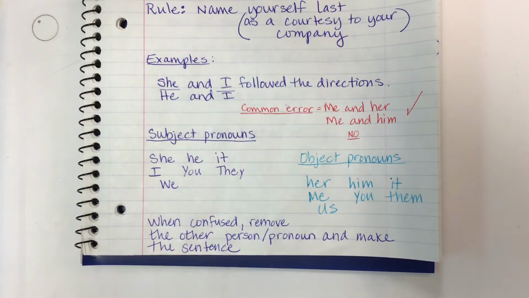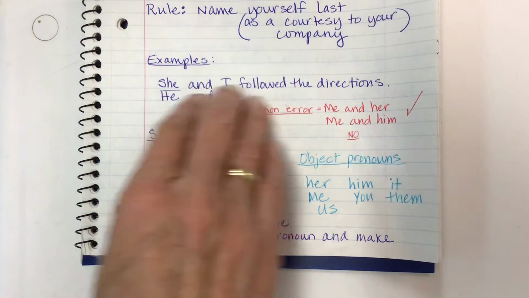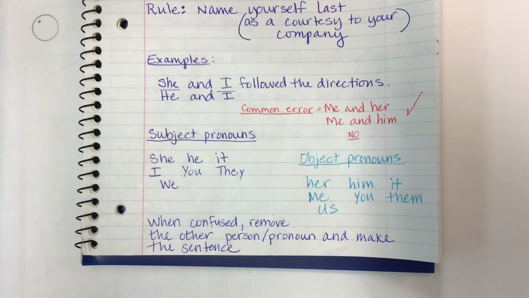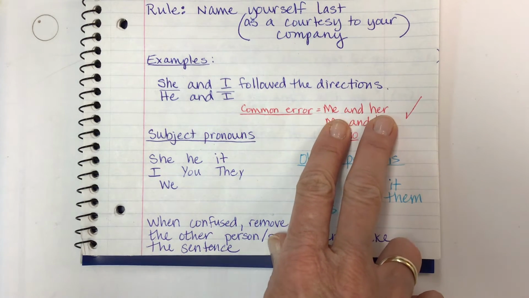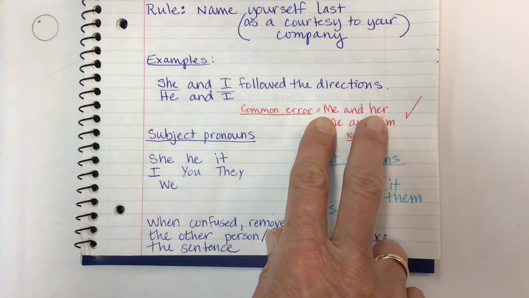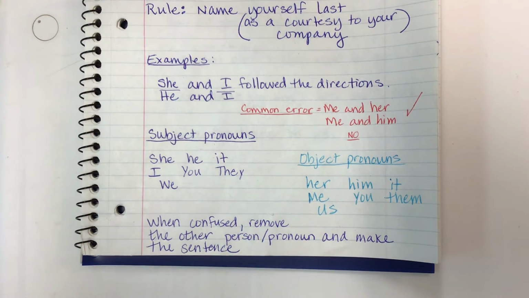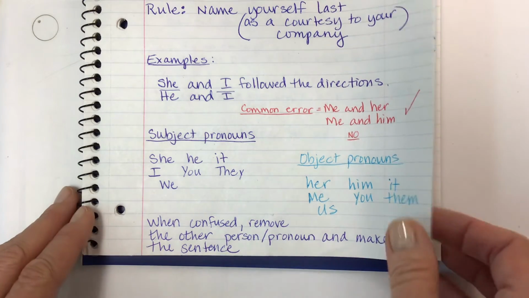If you're confused, remove the other person or the pronoun that you're using and then make your sentence. Instead of saying she and I followed the directions, what if you just said I followed the directions, or she followed the directions? If you're using an incorrect statement and you say me and her followed the directions, you wouldn't say by yourself, me followed the directions. That doesn't sound right. You wouldn't say her followed the directions. So why would you put them together and say me and her followed the directions? Try to get away from that. It's just kind of slangy.